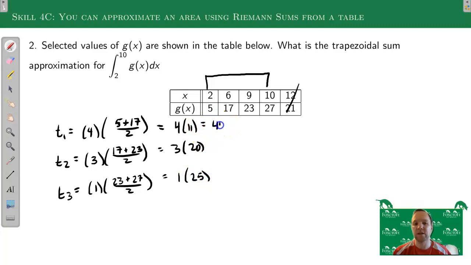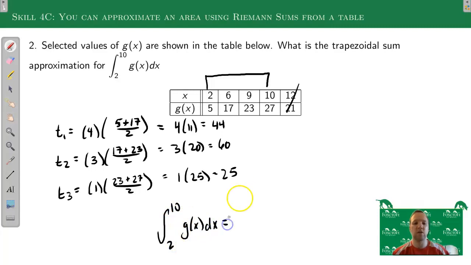So first trapezoid has an area of 44. Next trapezoid has an area of 60. Last trapezoid has an area of 25. And my final estimation for this area is adding all those together: 129. All right, so these table ones, really no different than the other Riemann sums. You just have to pull the values from the table, and again, the widths can be different.